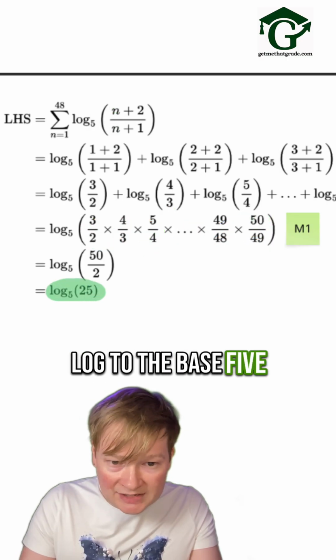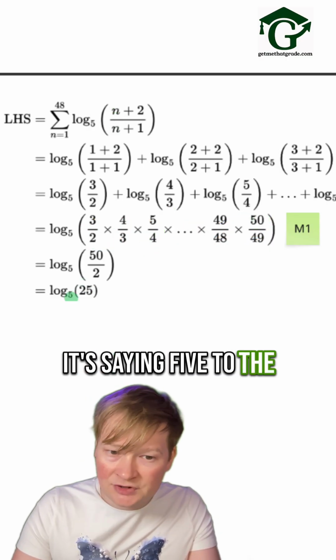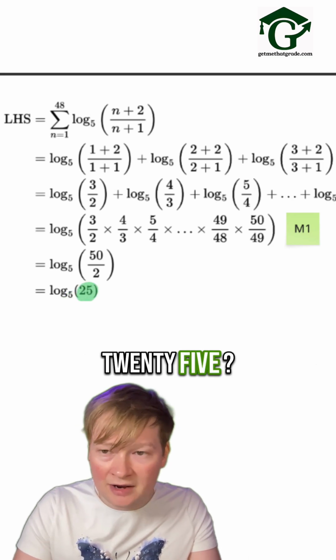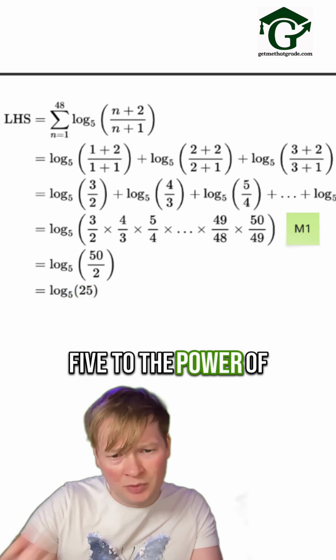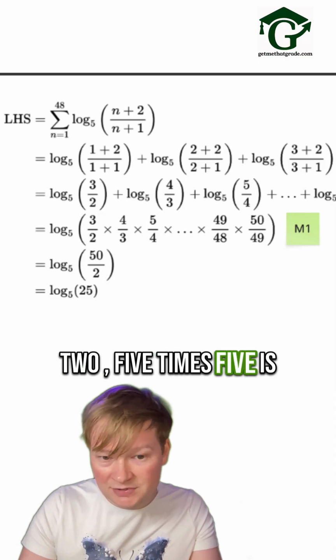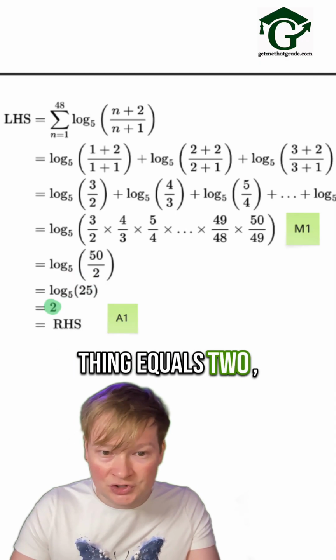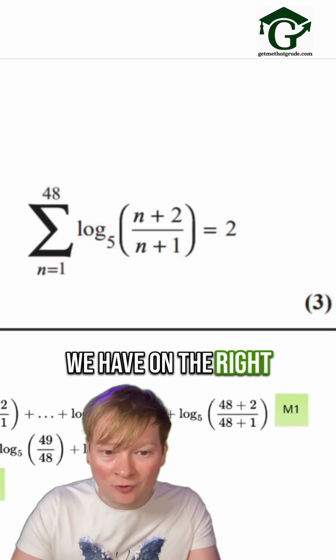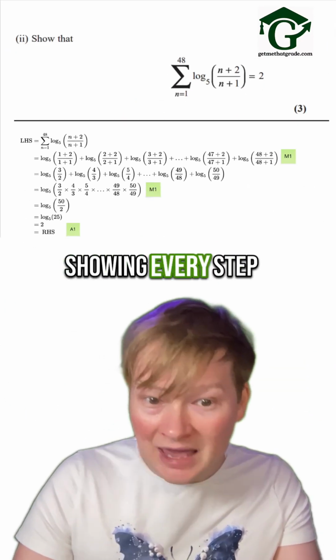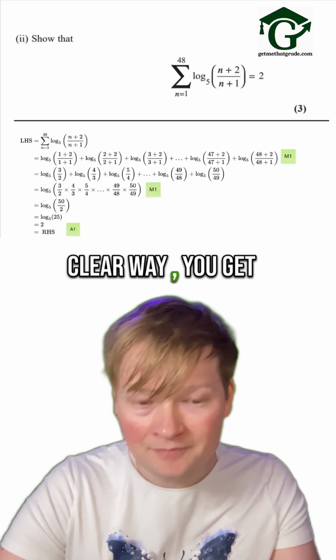What is log to the base 5 of 25? Well, it's really asking us a question. It's saying 5 to the power of what number gives me 25? Well, it's not 5 to the power of 1. 5 to the power of 1 is 5. It is 5 to the power of 2. 5 to the power of 2, 5 times 5, is 25. So here, this whole thing equals 2, which is exactly what we have on the right-hand side. If you get that far, showing every step clearly, not skipping any big steps, and writing it down in a clear way, you get the final mark.